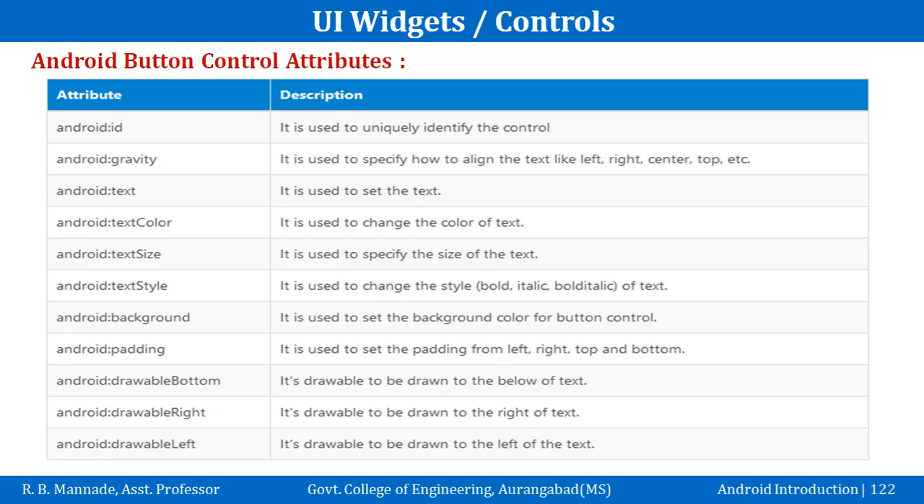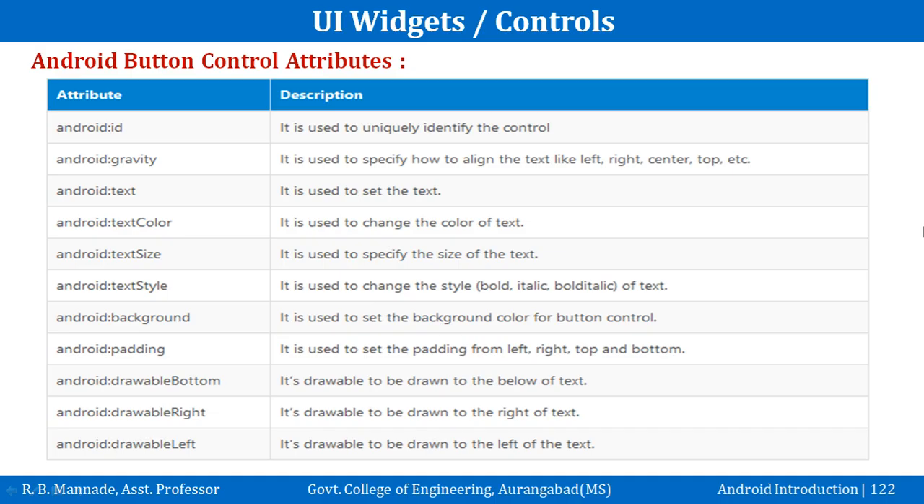So the Android button control has various attributes. Some of the attributes are in this table. You just go through this table, read one by one, and you will come to know the meaning of each and every attribute.